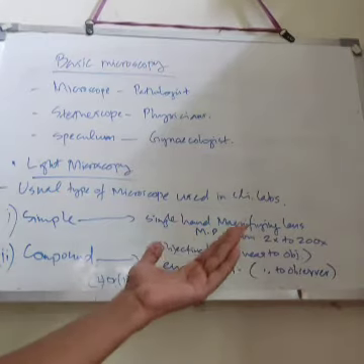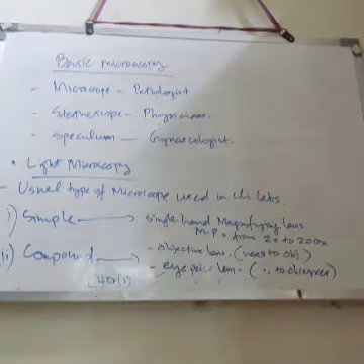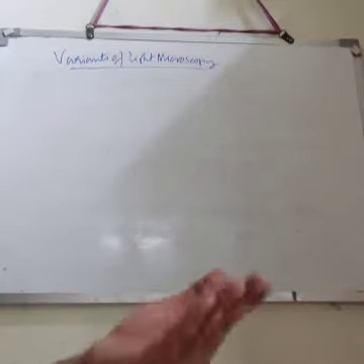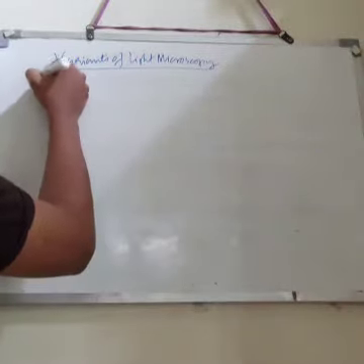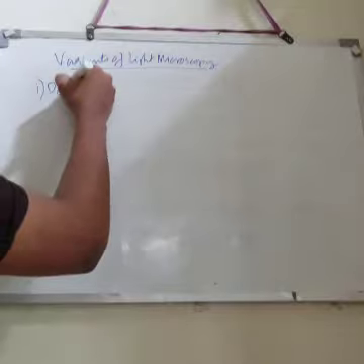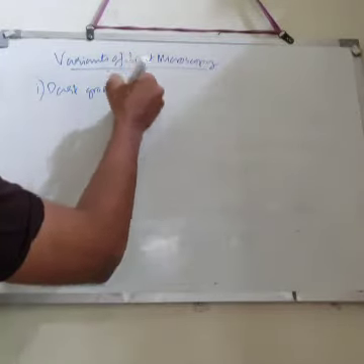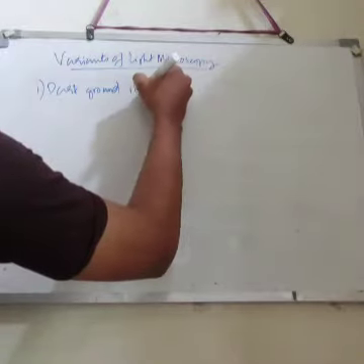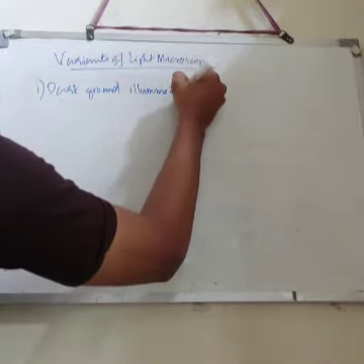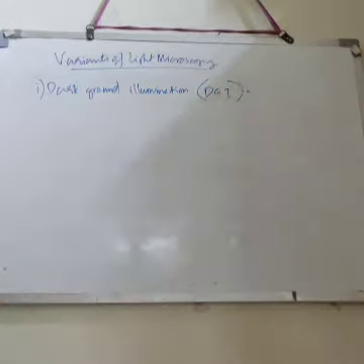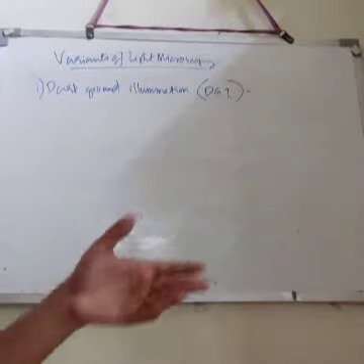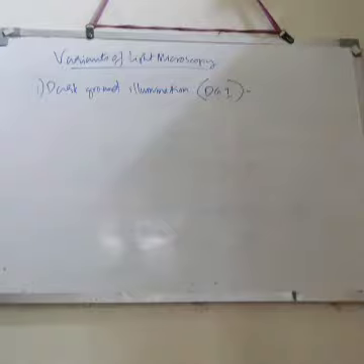And there are several variants of light microscopy. Now we can discuss that. Besides the light microscopes, the other modifications for special purposes in the clinical laboratories are as follows. First is dark ground illumination, or DGI in short form. This method is used for the examination of unstained living microorganisms.